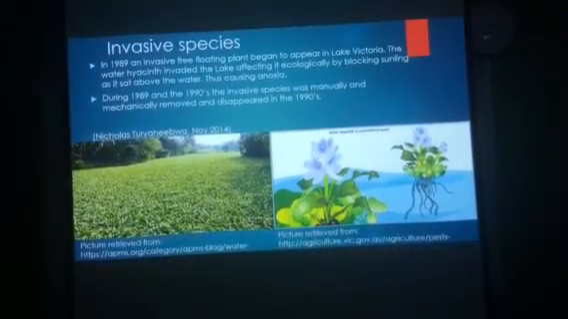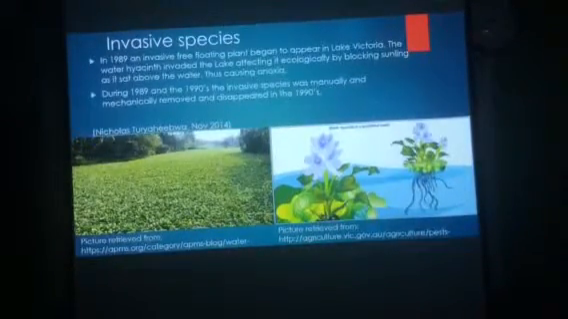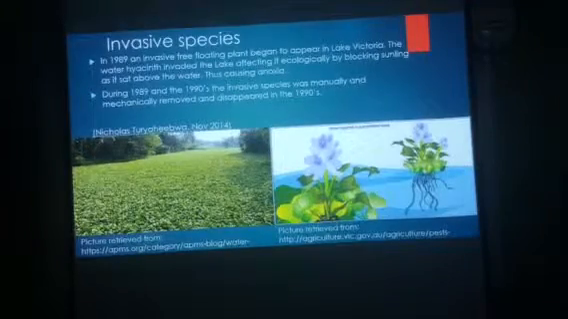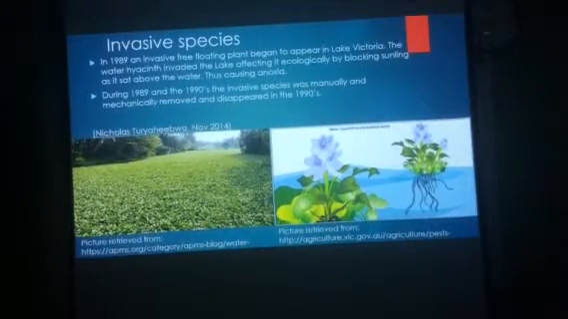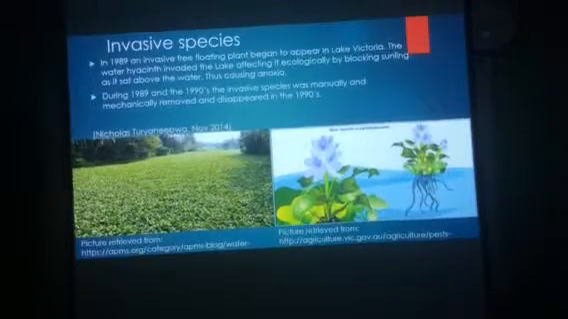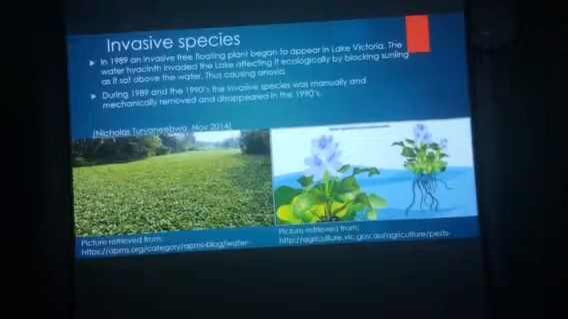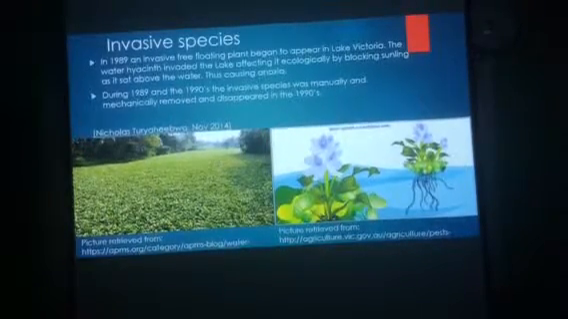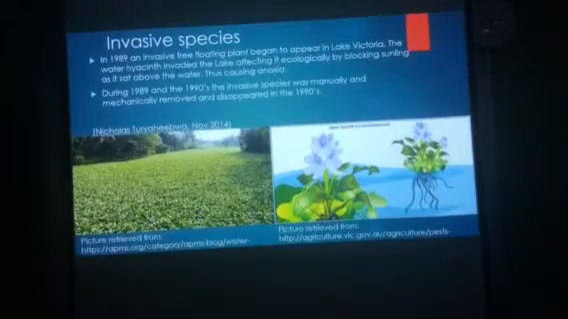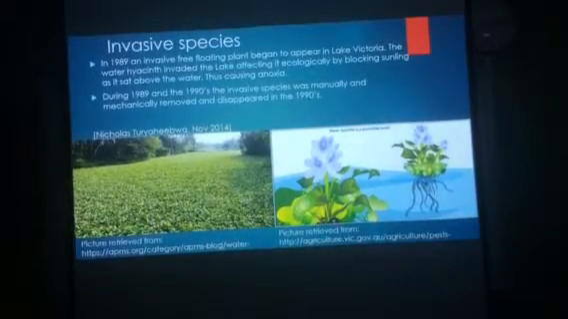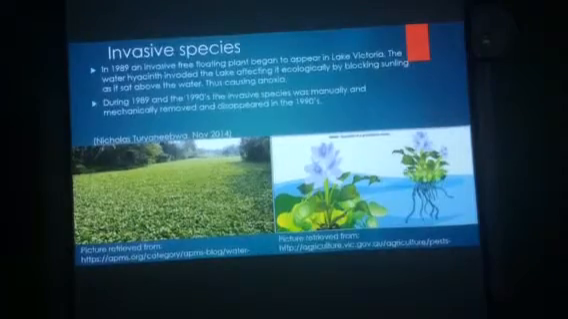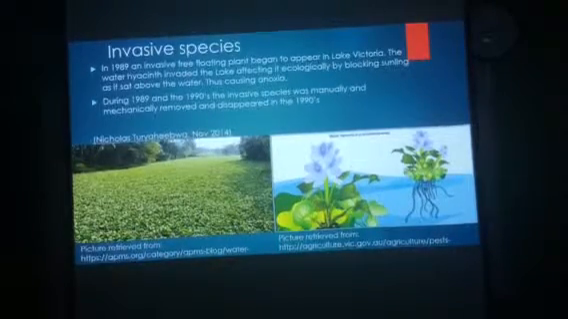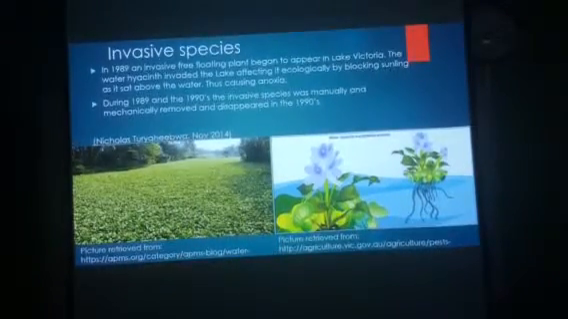In 1989, an invasive free-floating plant began to appear in Lake Victoria. The water hyacinth invaded the lake, affecting it ecologically by blocking sunlight as it sat above the water, thus causing anoxia. A great picture showing how it could block sunlight is the one at the bottom of the screen on the left. During 1989 and the 1990s, the invasive species was manually and mechanically removed and disappeared in the 1990s.